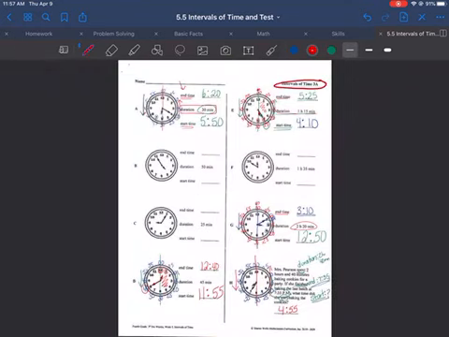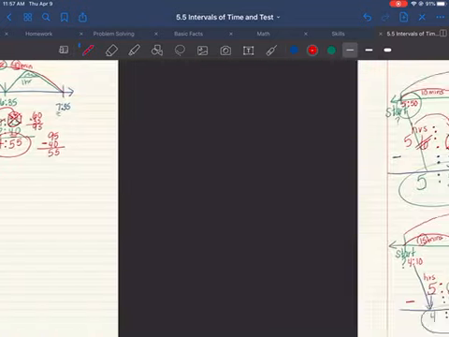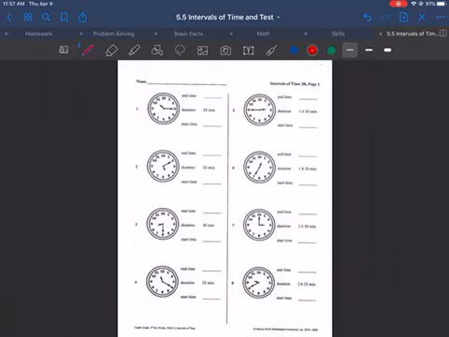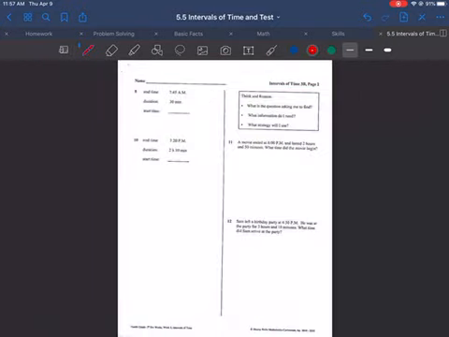Okay, so I did most of these problems with you. I didn't get to do B, C, and F, but you are going to be responsible to complete the next page, which will be intervals of time 3B, page 1, 1 through 8. And then you also have 9, 10, 11, and 12 on intervals of time 3B, page 2.